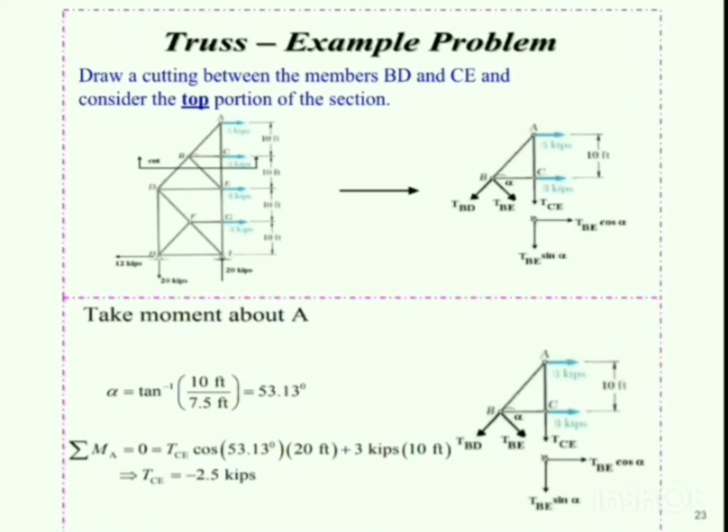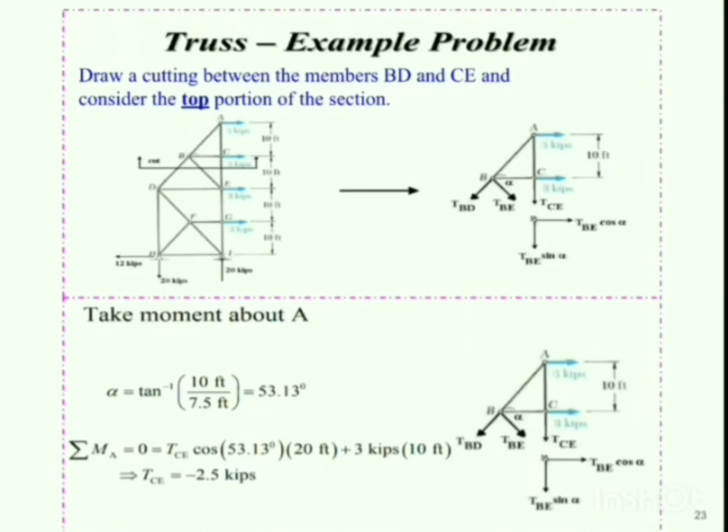The second thing is that you can also calculate the moment about the joint C. For that case also, the moment of the member force TCE will be 0. Then again we are left with the two unknown members TBD and TBE. So you can select either of the joint A or joint C for calculating the moment. But over here I have selected joint A, and by using the moment equation, you can get the value of TBE. Now why have we selected joint A?